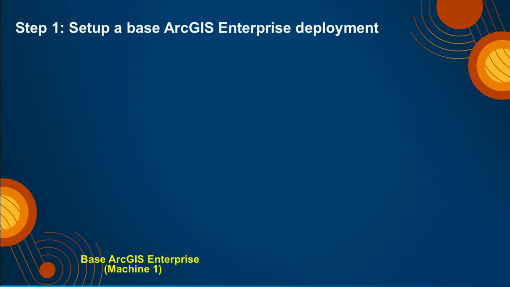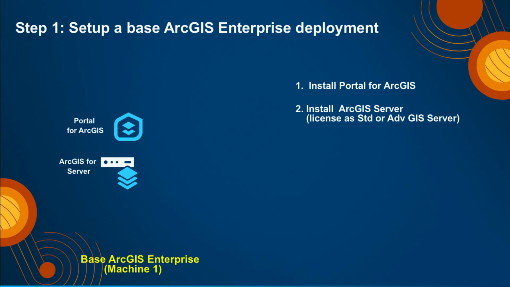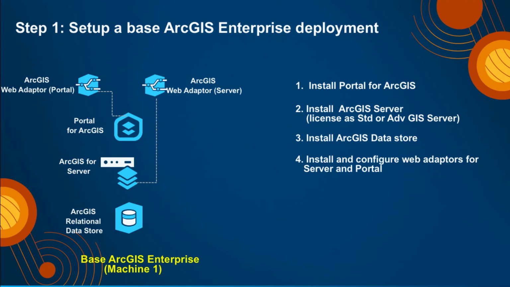So to set up a GeoAnalytics server, you start with an ArcGIS Enterprise deployment. Many of you who have worked with Portal might already have this, but I will still go through the steps for installing ArcGIS Enterprise deployment. So you first install Portal and your ArcGIS server, and you license it as a standard or advanced GIS server. And you would install ArcGIS Data Store. Install 2 web adapters, one for Portal and one for the server, and configure the web adapters.